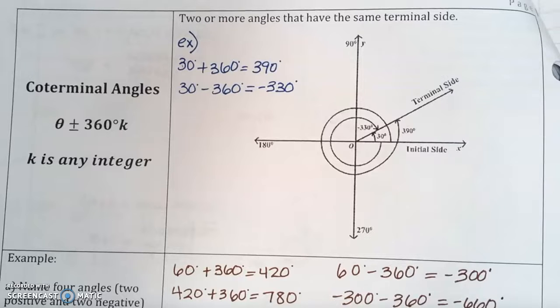You can keep doing this if they want 3 or 4 or 5 or 6, however many they say. You can keep multiplying that 360 by 2, by 3, by 4, by negative 2, by negative 3, by negative 4, and get more and more, however many they ask you for.